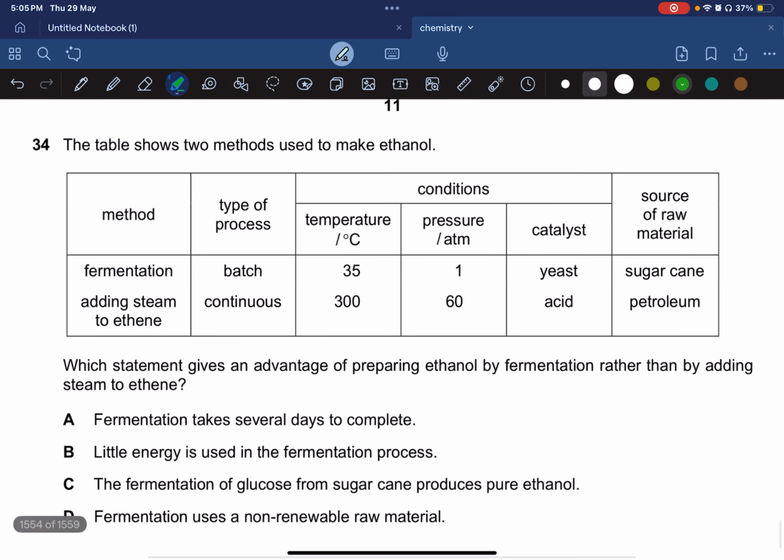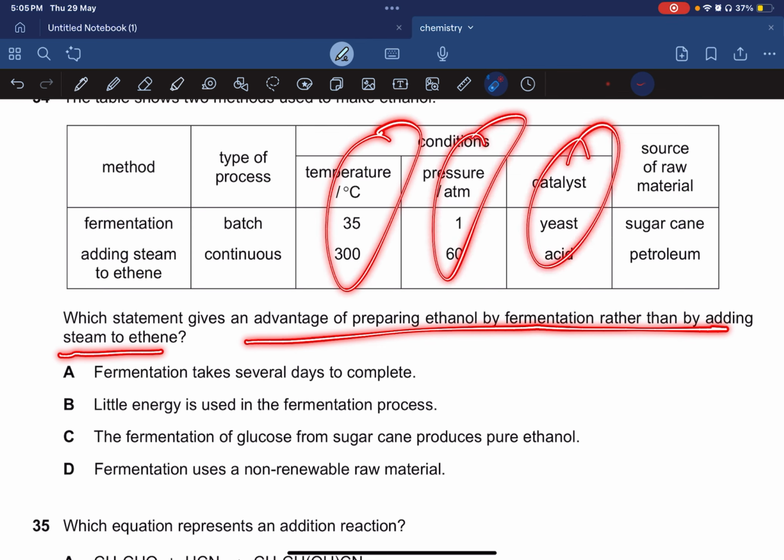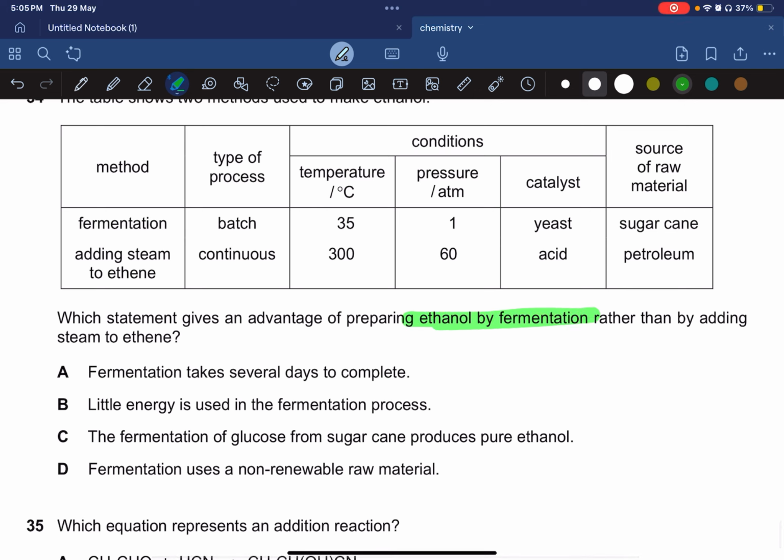Moving on, the table shows 2 methods used to make ethanol. The first method is fermentation and the second is catalytic addition of steam to ethene. Which statement gives an advantage of preparing ethanol by fermentation rather than by adding steam to ethene? We have temperature, pressure, catalyst, and source of raw material. Fermentation takes several days to complete. We need to give an advantage, so why would we give a disadvantage that it takes several days? We are not going to take this one.